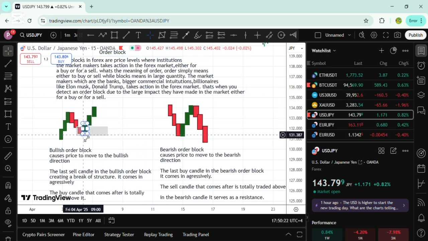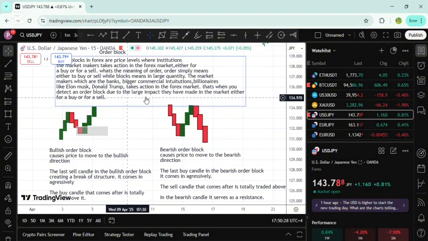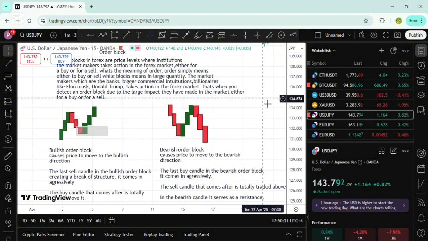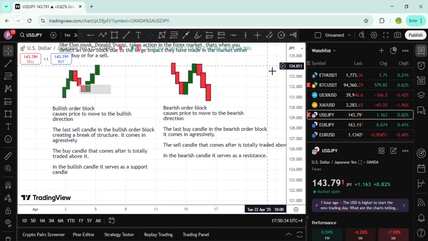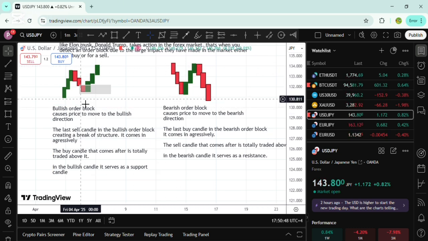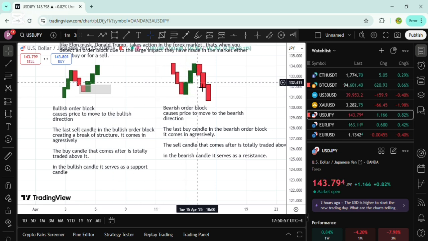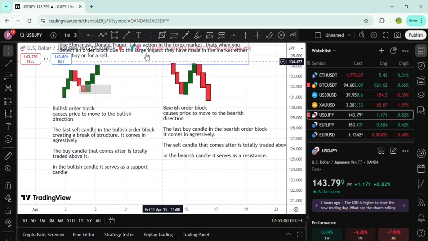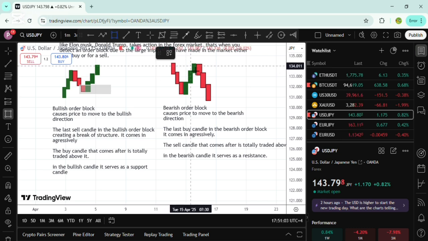It's always giving much volume, much height than the other block. The buy candle that comes in is totally bigger than the first one, so it's traded above it. The bullish candle serves as a support candle. So what I'm simply saying is that an order block is the high stake of funds in the forex market. If the institutions are going for a buy, it causes the market to go for a buy. If they are going for a sell, it causes the market to go for a sell.